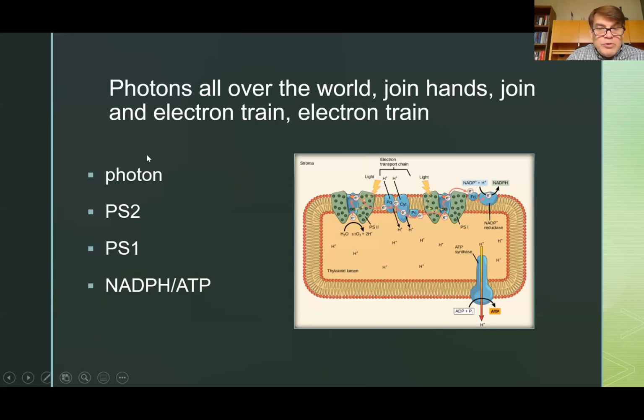So first we have a photon, and the photon hits the PS2, and these are the chlorophyll right here, and they get so excited that they give up an electron to a receptor. Then the electron is passed along on this train through these various other proteins, and the electron gets a little bit tired when it gets to the PS1, and so more photons.